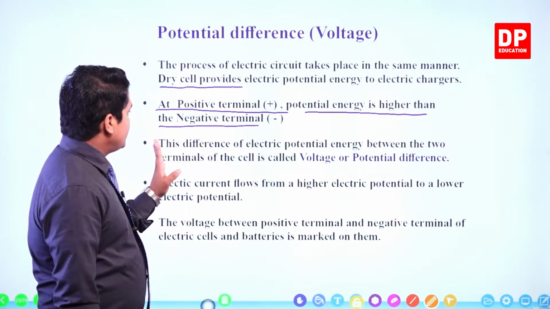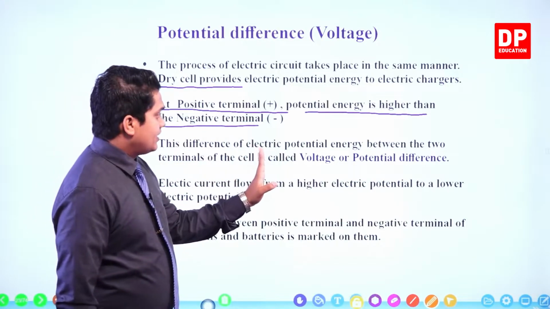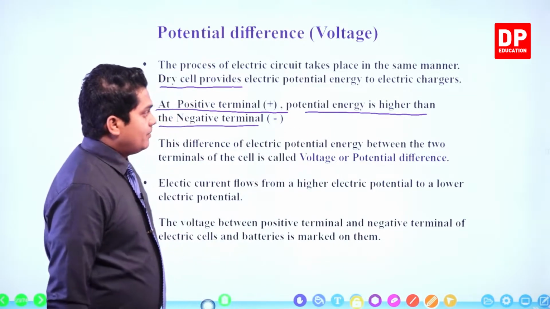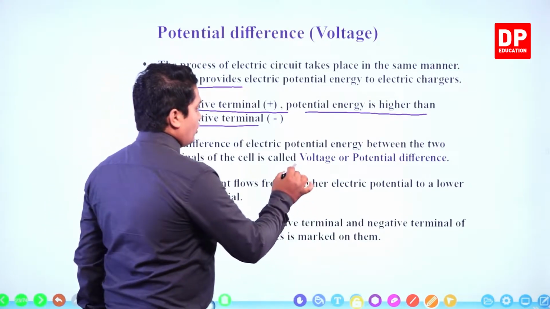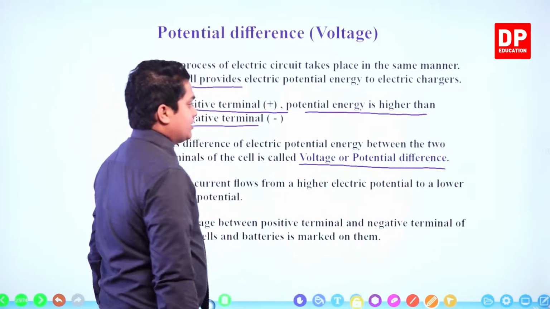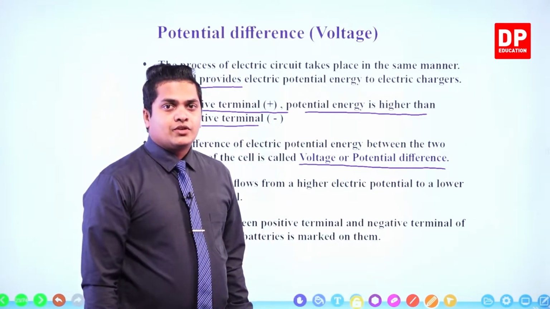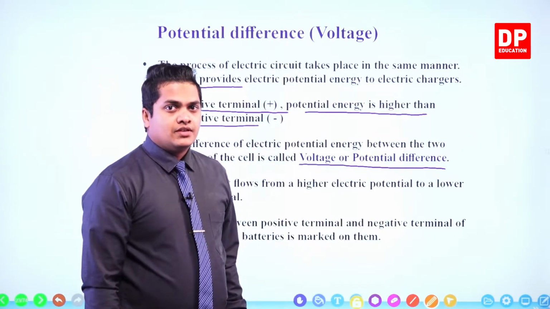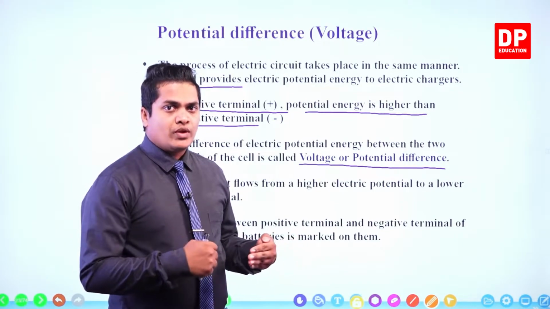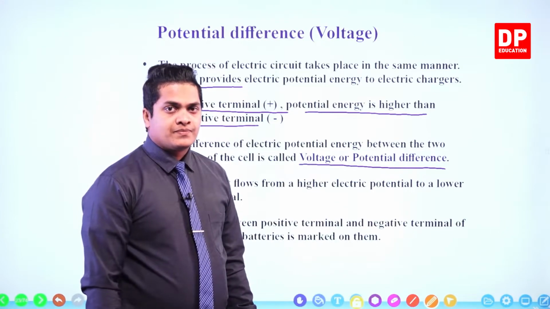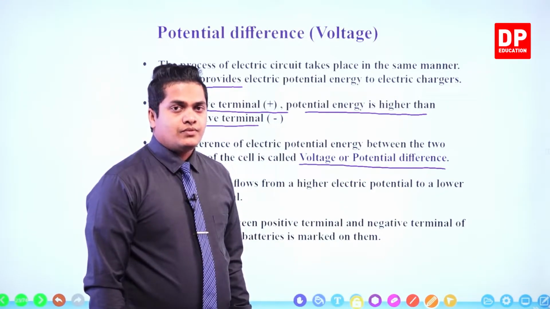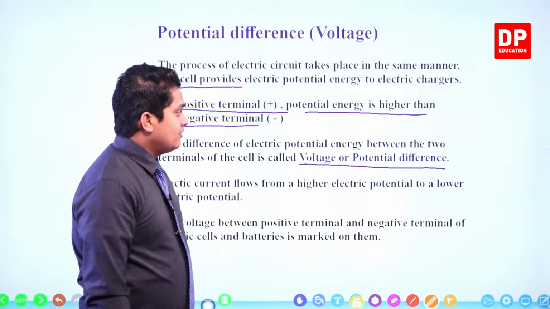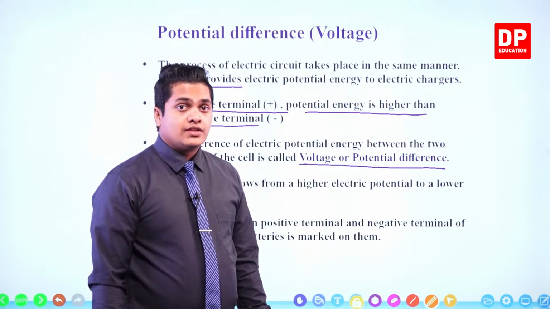In the third point, you can see the difference of electrical potential energy between the two terminals of the cell is called the voltage or the potential difference. Voltage or potential difference means this difference between the electrical charges at the positive terminal and the negative terminal in a certain electric source, right? So this is called the voltage or the potential difference.